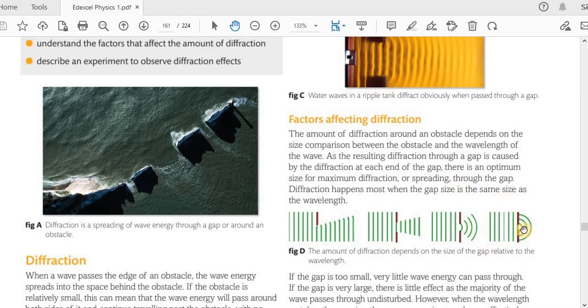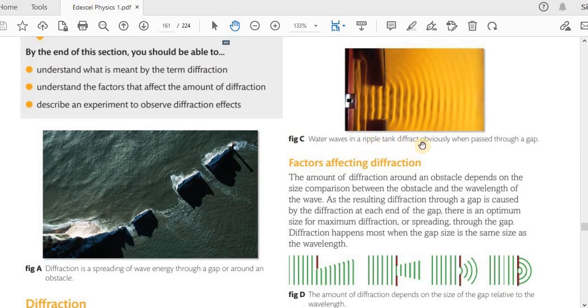Okay, so you can see, like I said, when the size of the gap is equal to the wavelength of the waves, wavelength is the distance between adjacent wave fronts, then you get most diffraction. Diffraction is the spreading of a wave when it passes through a slit or gap. Let's see the details. Diffraction is a spreading of wave energy through a gap or around an obstacle.